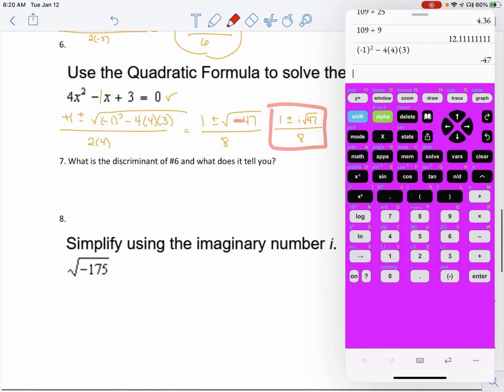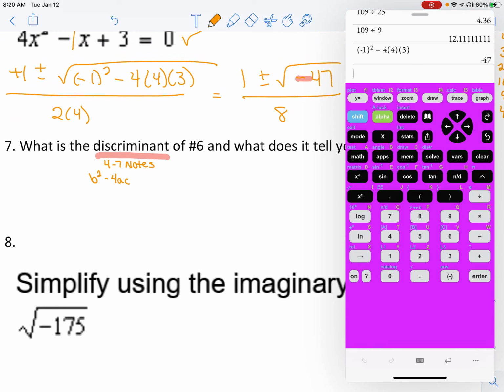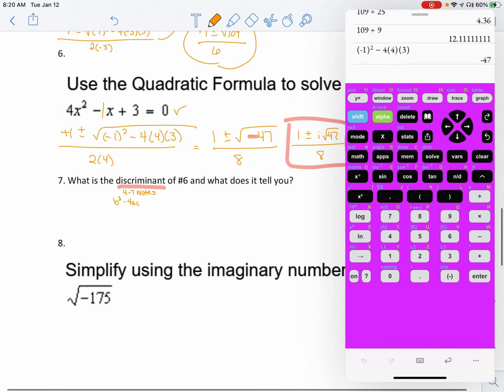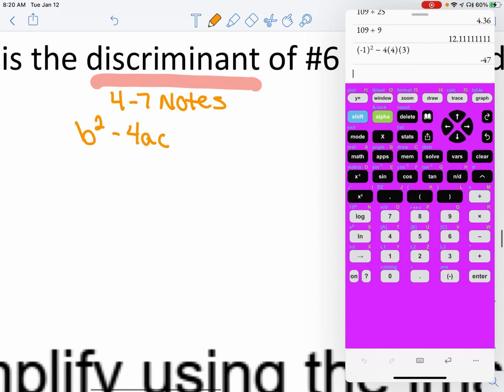Okay, number 7. What does the discriminant, there's your key word on this problem, of number 6, what is the discriminant of number 6 and what does it tell you? If you look back at your chapter 4, section 7 notes, you will find that the discriminant is b squared minus 4ac. So let's do that for number 6. It has to be set equal to 0, which it is. So b squared is negative 1 squared minus 4 times a times c.